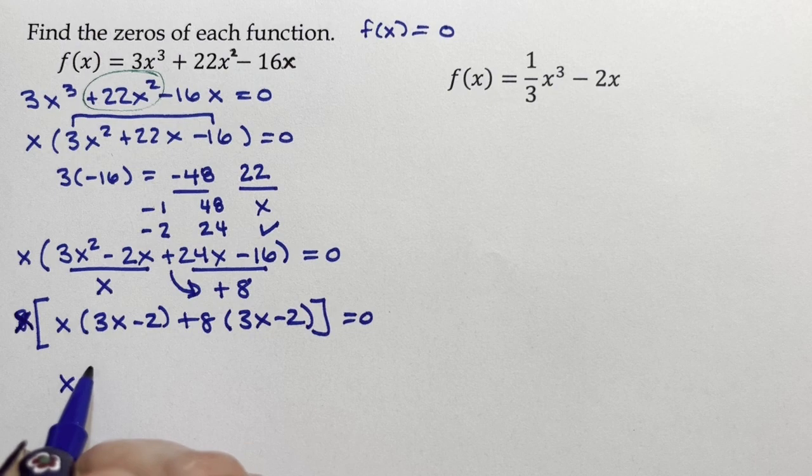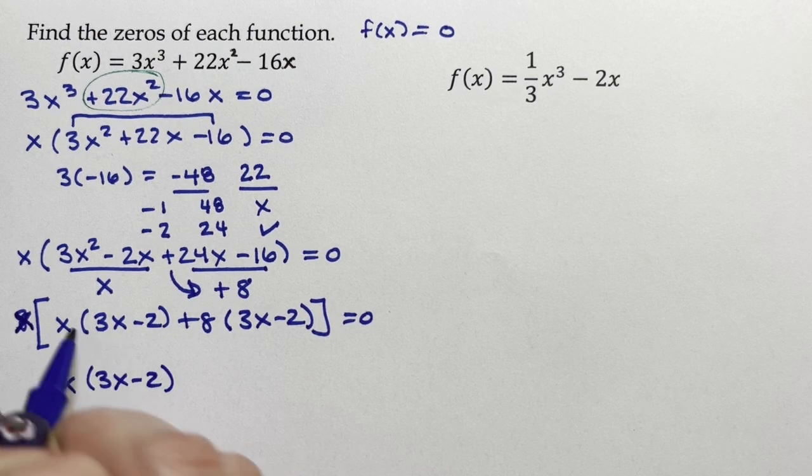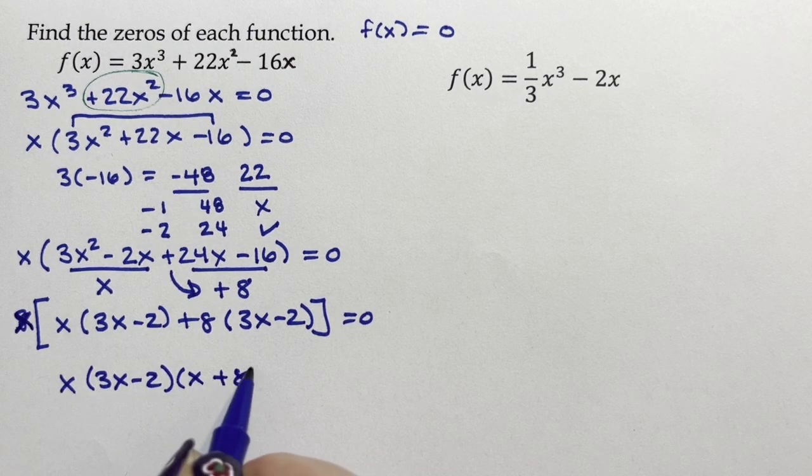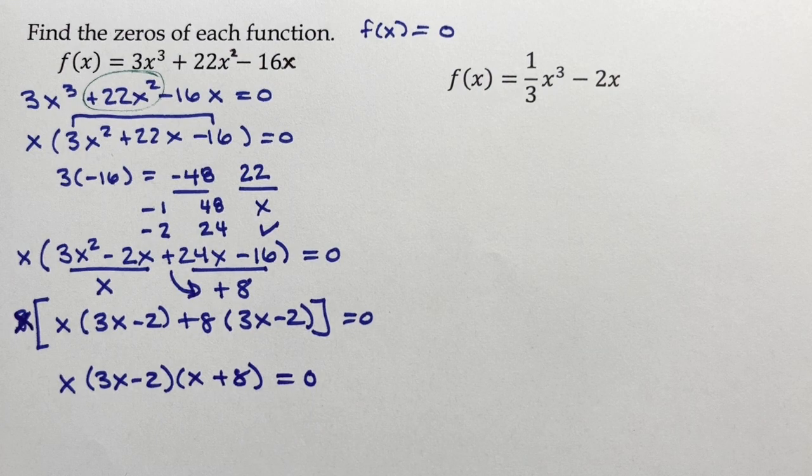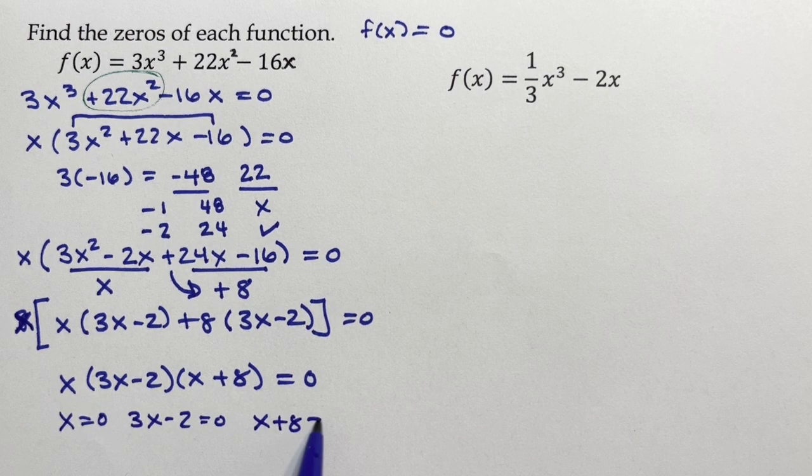X, what's in the parentheses? 3x minus 2. What's out of the parentheses? X plus 8 equals 0. Now, there is a rule that says if multiple things multiply to 0, one of them has to be 0. There is nothing that says if 2 numbers multiply to 10, something has to be 10. But if multiple numbers multiply to 0, something has to be 0. So either x is 0, 3x minus 2 is 0, or x plus 8 is 0.